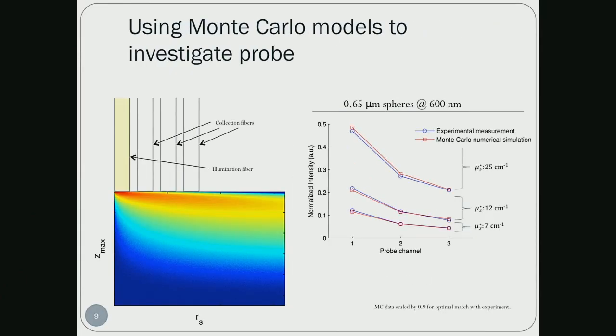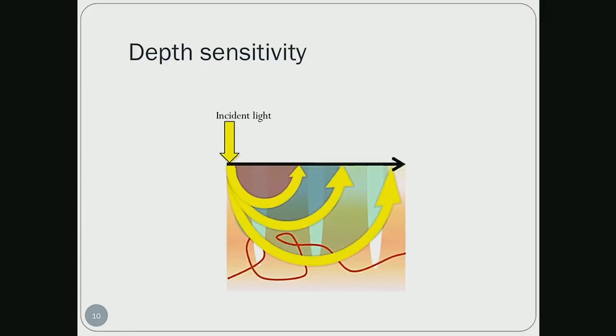So to get a deeper investigation of what this probe can actually measure, I use Monte Carlo to model the geometry of the probe, meaning the fiber size and the NA of the fibers. On the right, I show experimental results and simulation results of 3 phantoms that I measured and then used simulation to compare to. And as you can see, there's a very reasonable match between simulation and experiment.